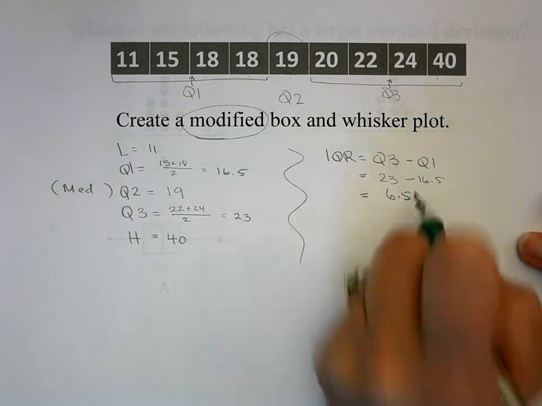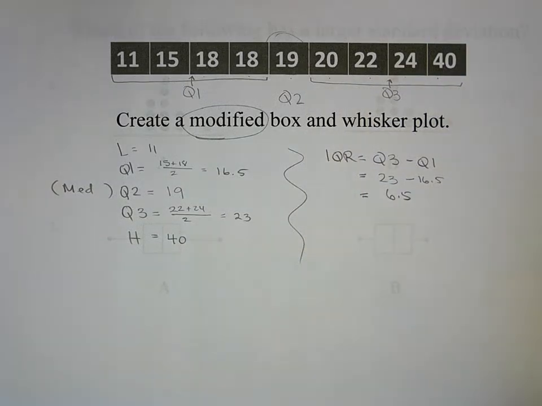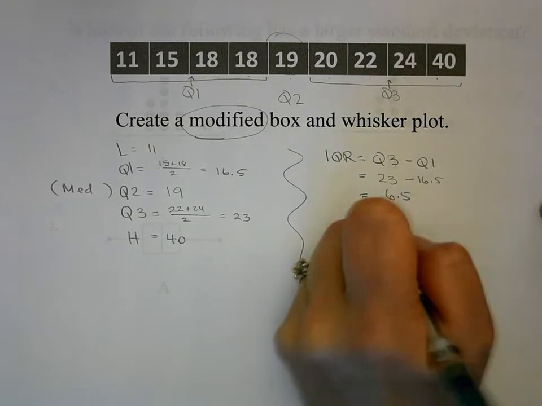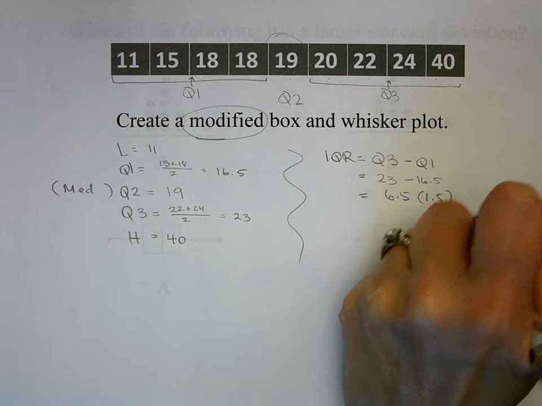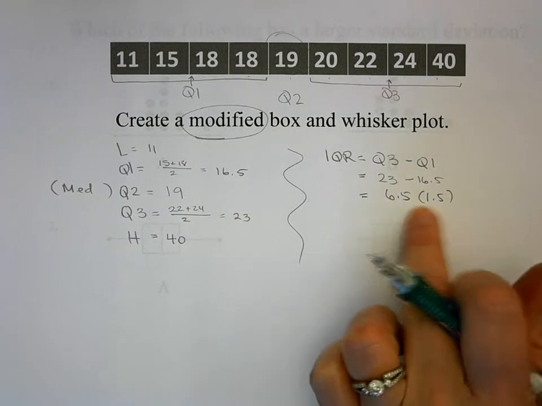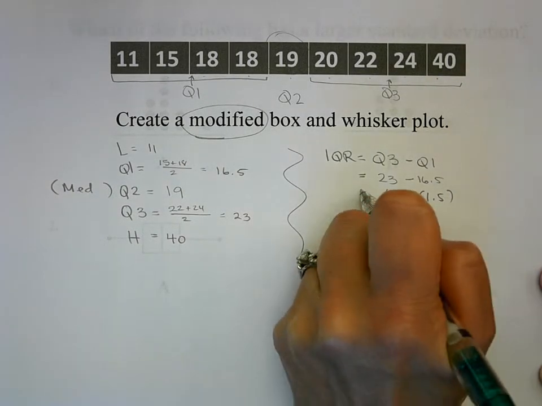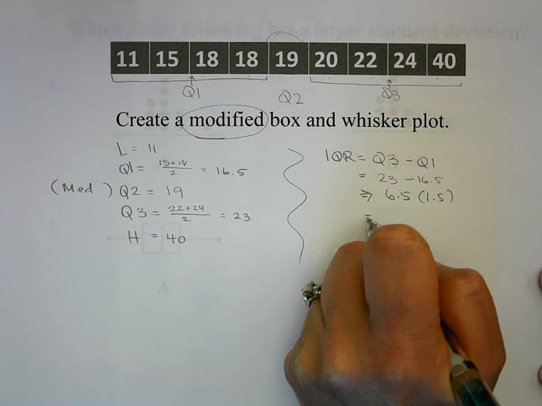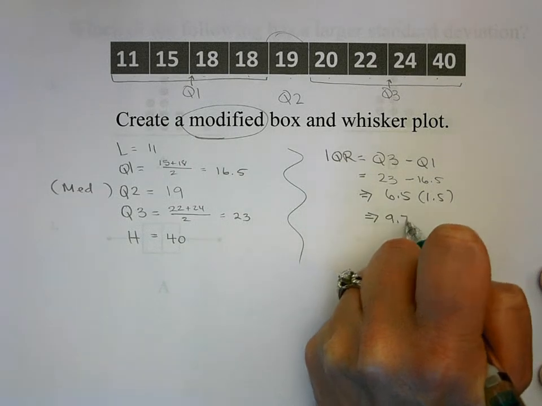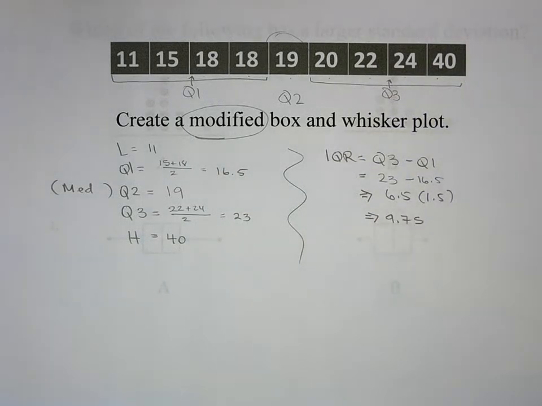So my box is 16.5. Then I want my whiskers to extend 1.5 times past the box's width, so I always multiply by 1.5. I'm going to multiply those two together, and that gives me a number of 9.75. That means I can extend beyond my quartiles by 9.75.